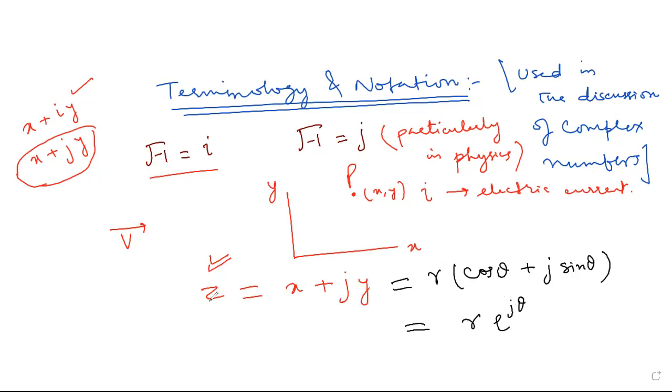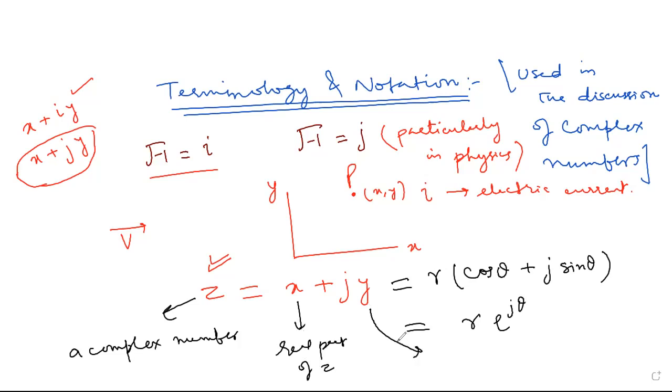So here z is a complex number, right? x is the real part of z, real part of complex number z, and y is the imaginary part of z, imaginary part of z, right?